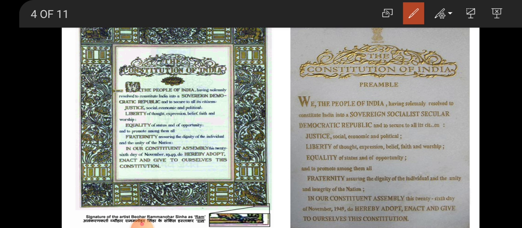So this is the original preamble which you have on this side, and this is the preamble that we got after the 42nd amendment. As I always say, just compare the original preamble and the preamble after amendment. In the original preamble, you can find the words sovereign, democratic, republic. But in the amended preamble, we can find the words sovereign, socialist, secular. So the words socialist and secular were not present in the original preamble. These two words were added, along with the word integrity, during the 42nd amendment.